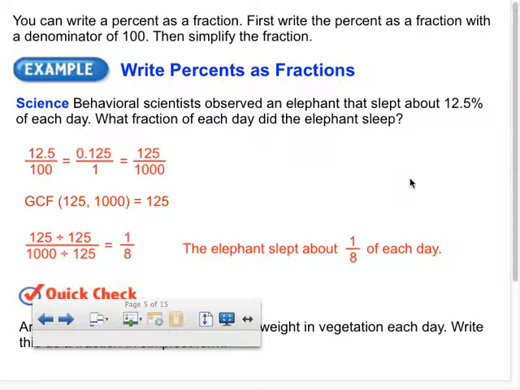So people are supposed to sleep about, their recommendation I think is 8 hours a day. Yes. So what's the fraction of the day that humans sleep? How many hours are there in a day? 24. So 8 24ths. Let's simplify that. 1/3. We sleep a third of the day, so we sleep more than elephants. No, we sleep more than elephants, right?